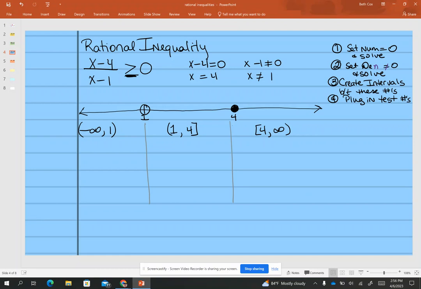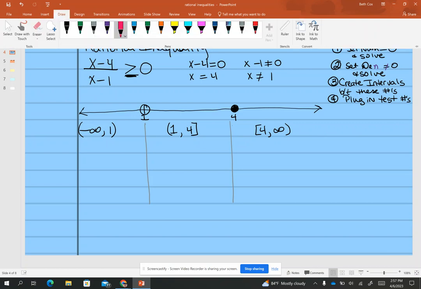So then I'm going to create my intervals, put my number line out there, and put my numbers in there, and I've got my intervals. But notice the 1 has a hole on it and the 4 is colored in. That is because we are looking at a closed interval for the numerator, an equals, and then a never ever equal the 1. So we've created our intervals, and now we're going to plug in our test numbers just like we did before when we did the other ones.